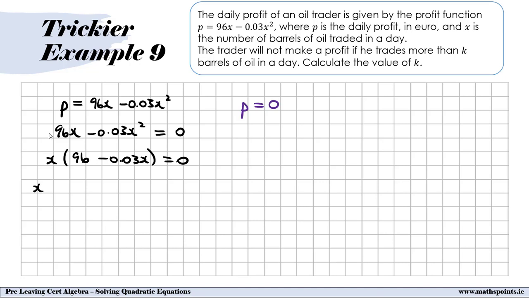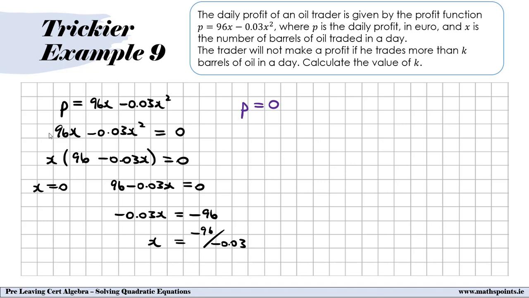So either x could be equal to 0, in which case they traded no barrel of oil, and obviously if you trade no barrels of oil, well then obviously you're not going to make a profit according to this formula. And then I'm going to let 96 minus 0.03x equals 0 to find the other solution. So I'm going to leave the minus 0.03x on the left hand side, so 0.03x, and I'm going to subtract the 96 from both sides. I'm now going to divide both sides by 0.03, and so I get x is equal to minus 96 divided by minus 0.03.